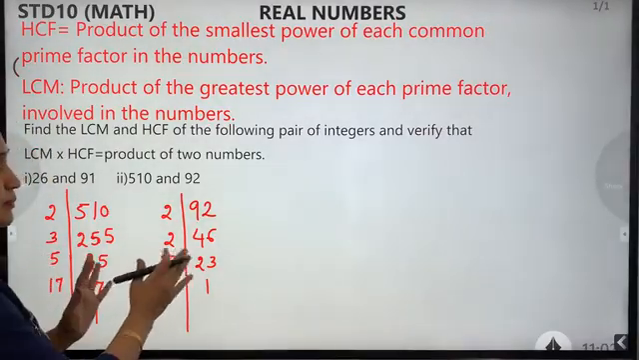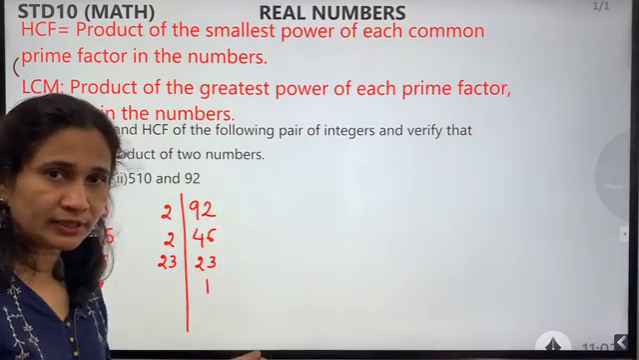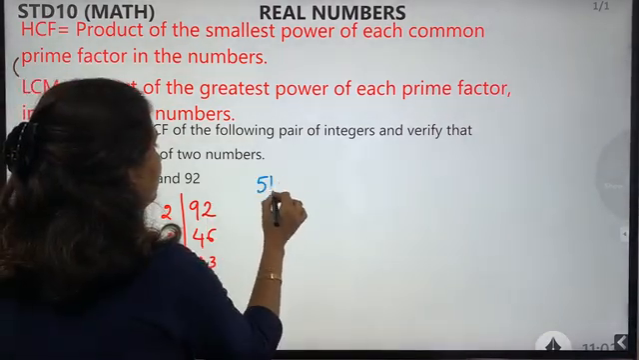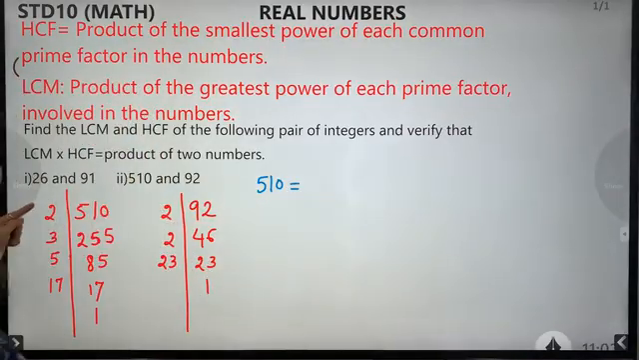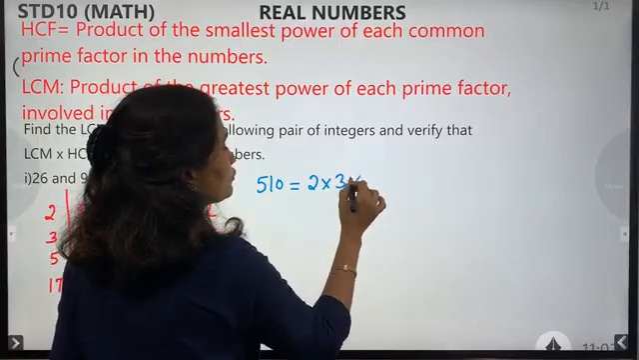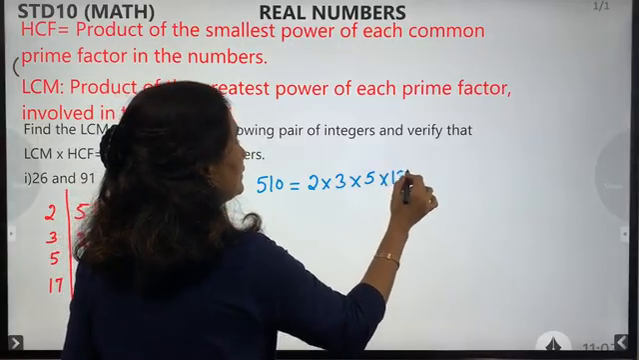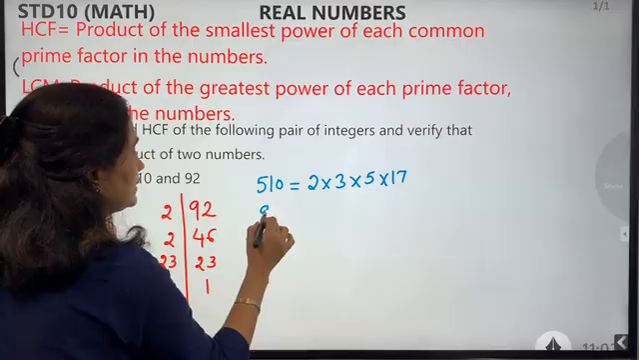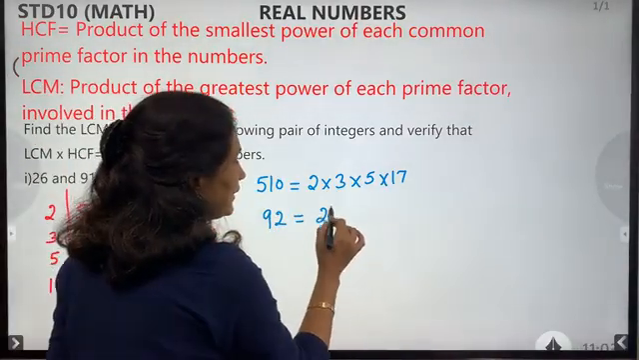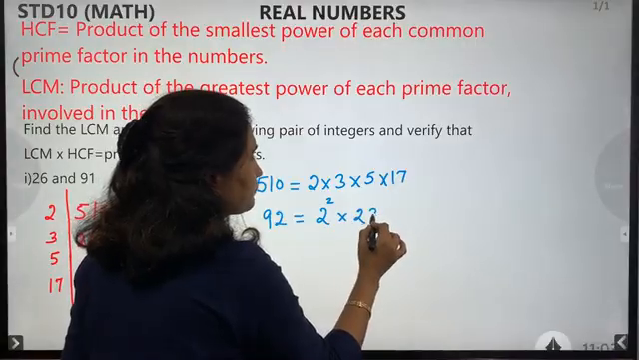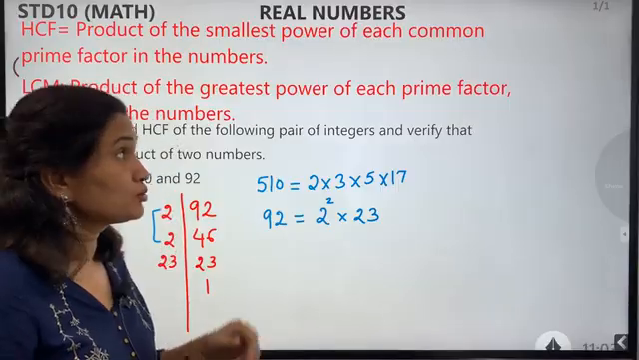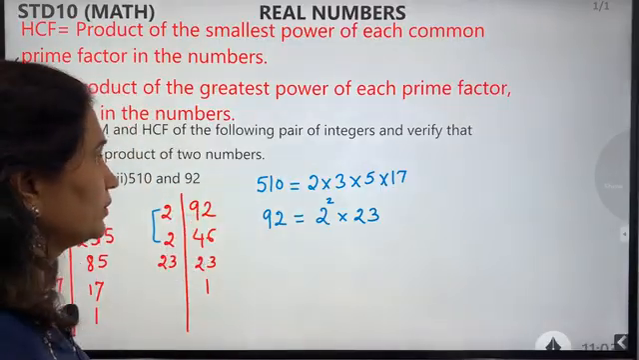So, children, once this prime factorization is done, we need to put it up properly. So, I will write therefore 510 is equal to 2 into 3 into 5 into 17. Whereas the other number, 92, is equal to, since 2 is repeated over here, I will write 2 square into 23. So, this is the correct way of writing it because of the power we need to understand, because in the definition we talk about power.